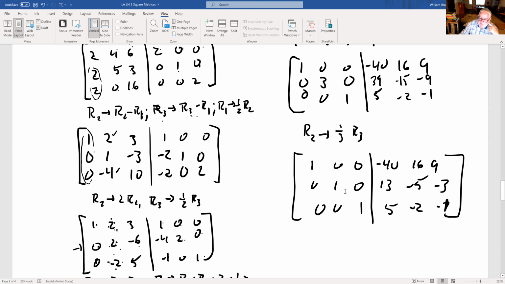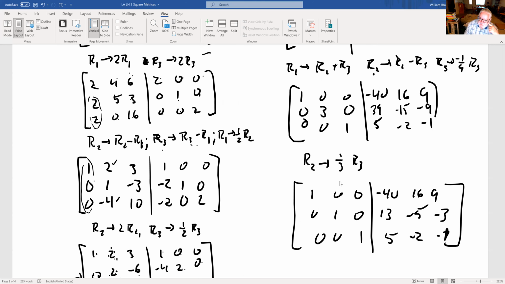And there is our inverse on the right-hand side. So that's how you can find an inverse. It's a little bit of a grind, but it's not too bad.